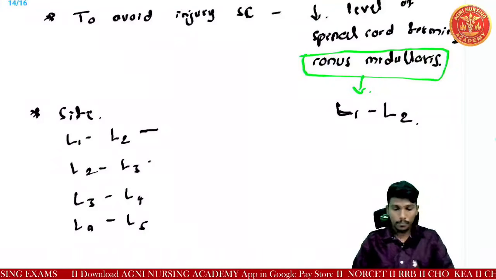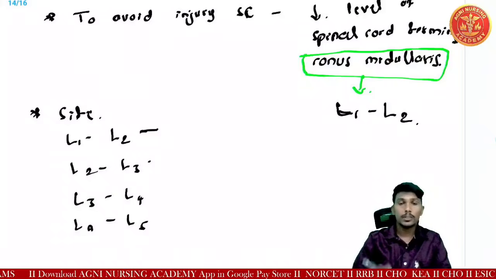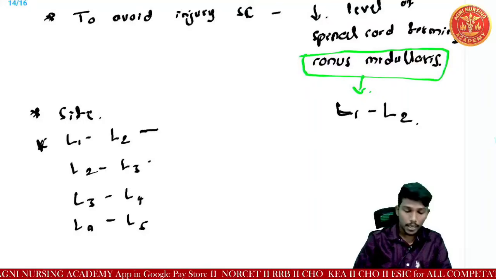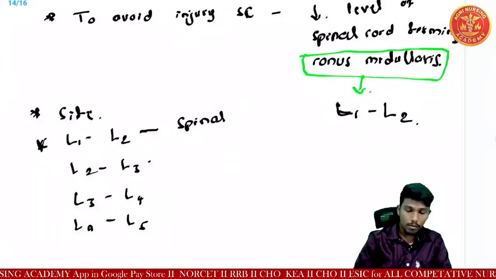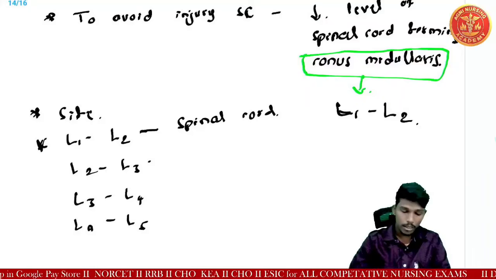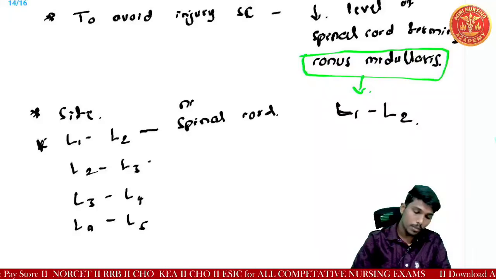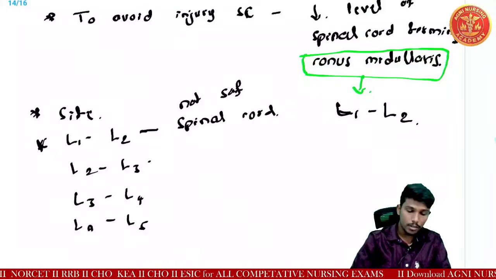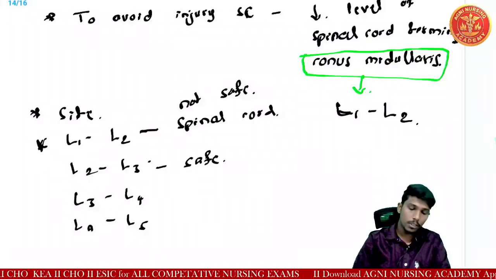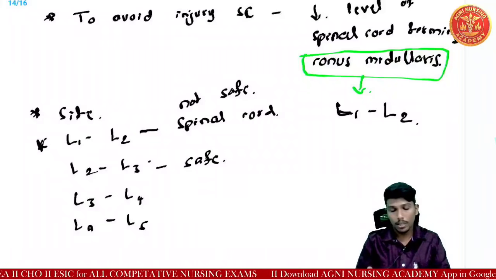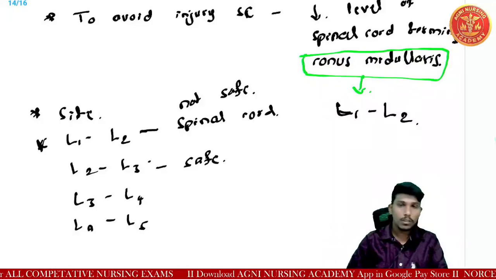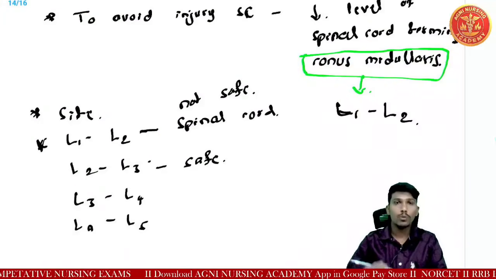See here, the spinal cord is there in L1 and L2, so there is a risk of injury. We are not safe in this area. L2 and L3 is safe, but this is too close to the spinal cord. Again there is a risk, so we are not supposed to take it. Why should we go through the risk?